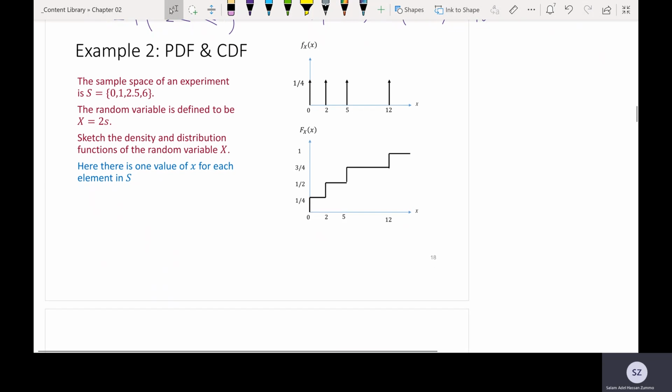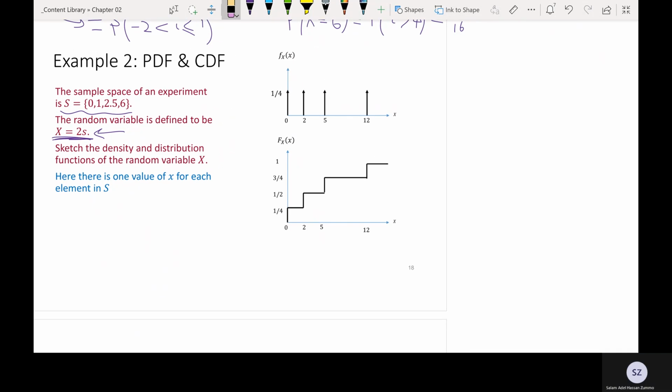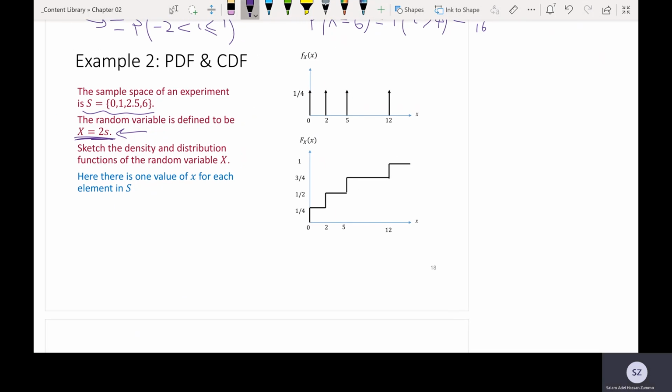Now another example. We have a sample space here of an experiment. S is given to be 0, 1, 2.5, and 6. Equal probable. So it's given that the random variable is equal probable. The random variable here is equal to 2s. So this is the definition of the random variable. So what is Sx, which is the range? The range of s.